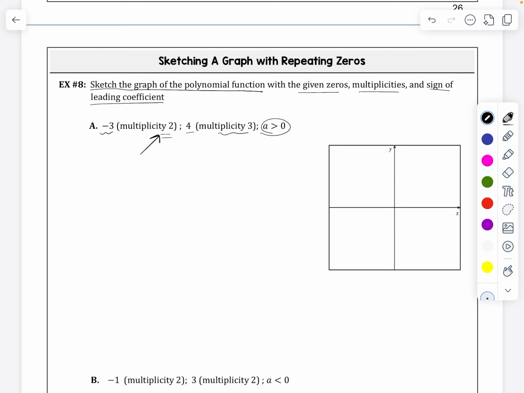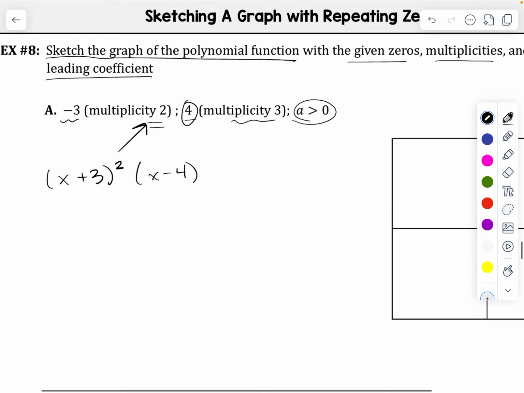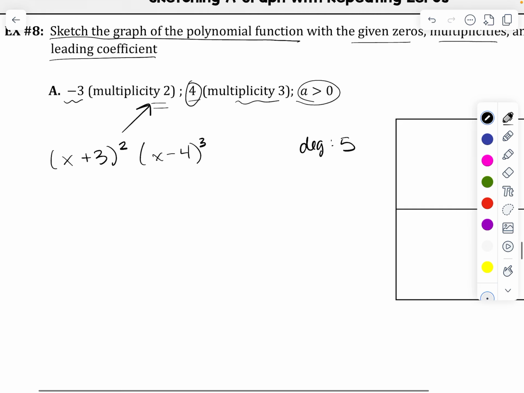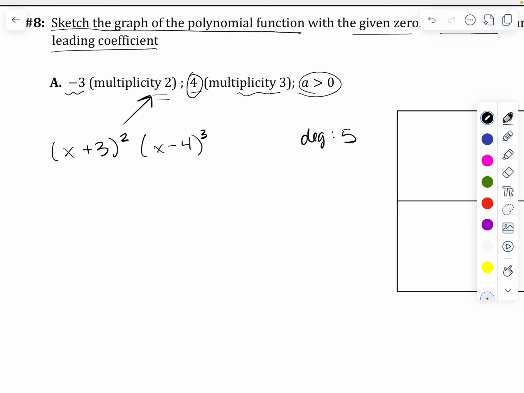If it has a multiplicity of 2, it touches or bounces, right? So this tells me that the root is x minus -3, which will be x plus 3, and it's going to have a multiplicity of 2, which means we're going to square it. And then we'll have x minus 4 at that root, but we're going to have a multiplicity of 3, so it's going to get a cube, okay? Keep in mind, we know that our degree will have to be at least 2 plus 3, which is 5, because we're going to add the sum of those exponents. So here's what we know.